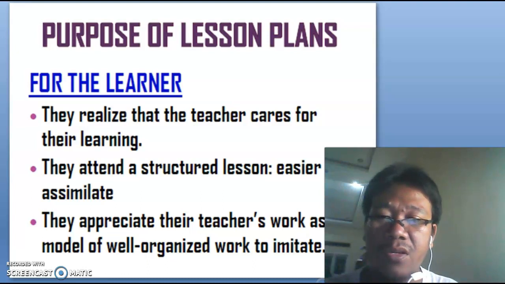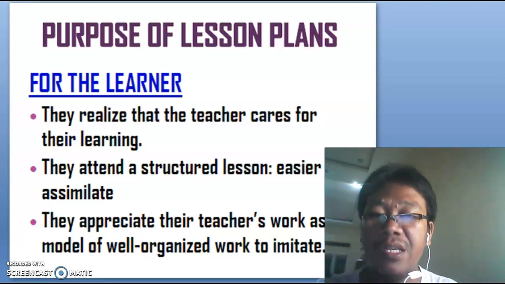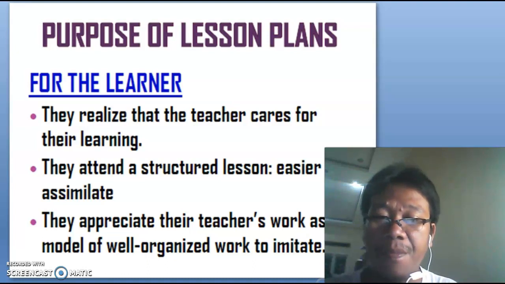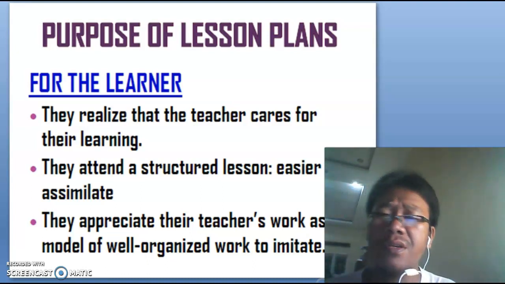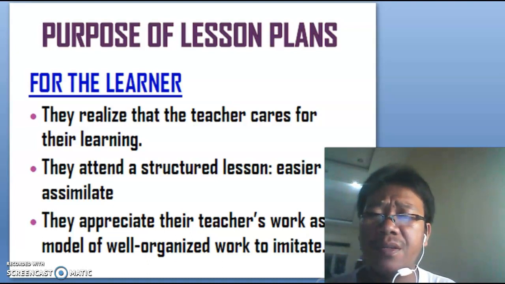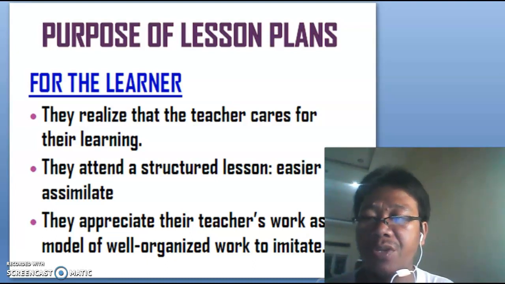Next, students attend a structured lesson that is easier to assimilate. They appreciate their teacher's work as a model of well-organized work to imitate. So these are some purposes of lesson plans, especially for learners. In the previous slide, it was for the teacher.